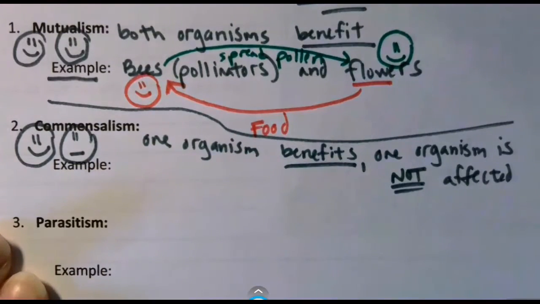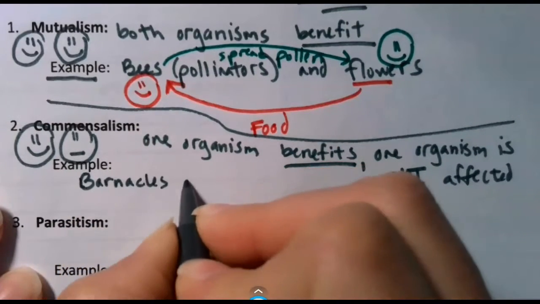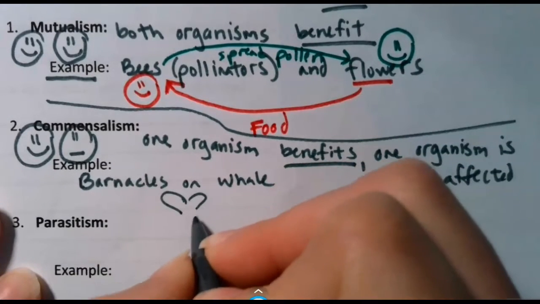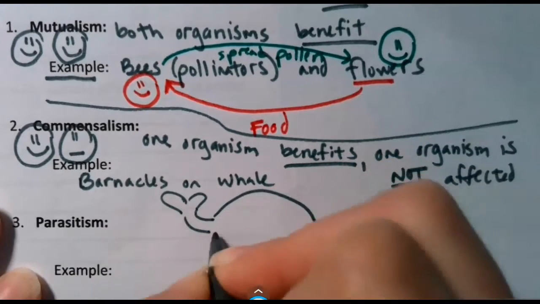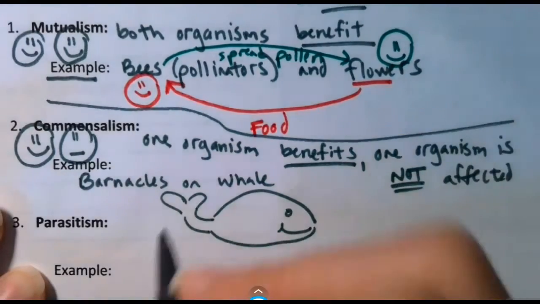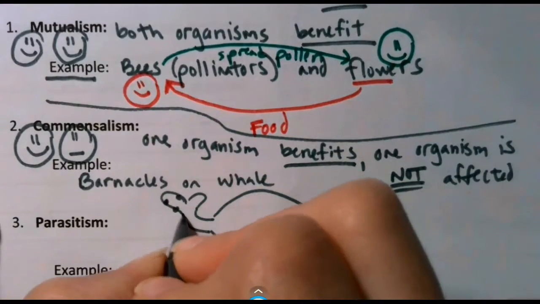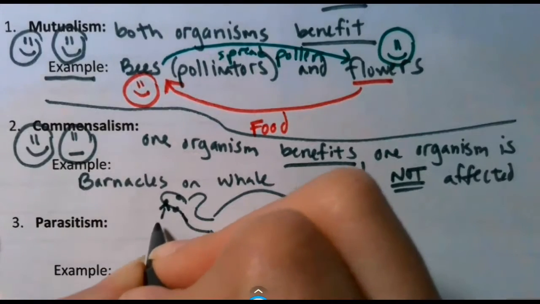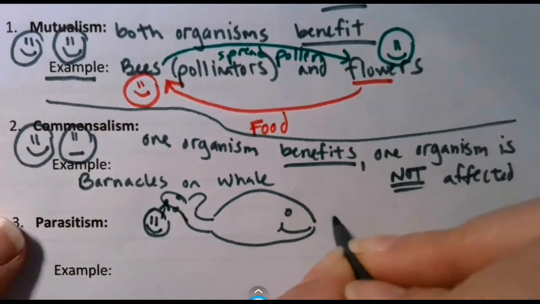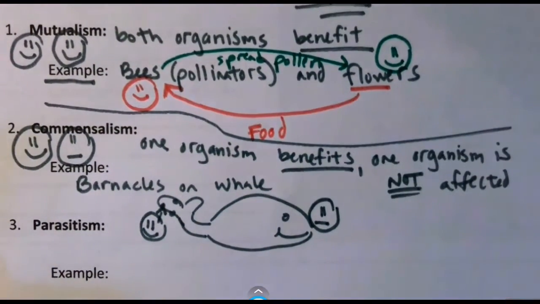An excellent example of this, barnacles on a whale. So here's the whale's tail. Here's a whale. You guys know I can't draw. Okay. These barnacles live on the tail. The barnacles get a home, and they get food as they move around the ocean, so they're happy about it. And the whale doesn't even notice them. The whale doesn't even care. So commensalism is our second example of symbiosis.